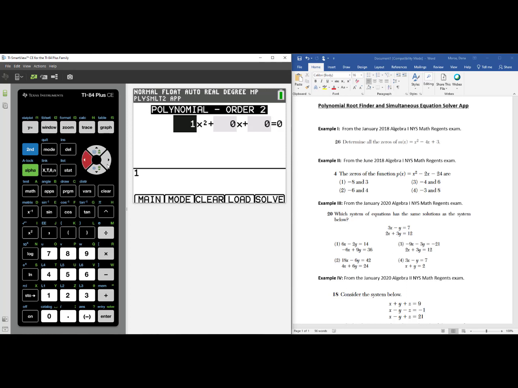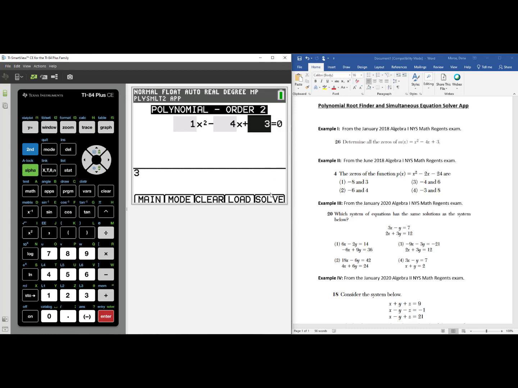So I'll have 1x squared. When I press the right arrow, it takes me to my sign. In my problem, it is a minus sign. Right arrow again, 4, enter. Plus sign is fine, I'll press enter again, 3. When I press enter, it now mirrors what I had in the problem.